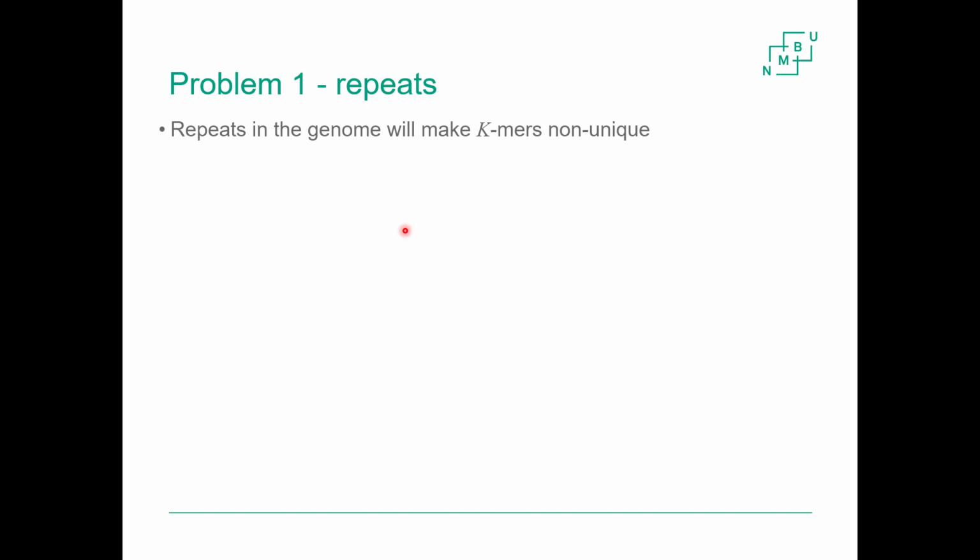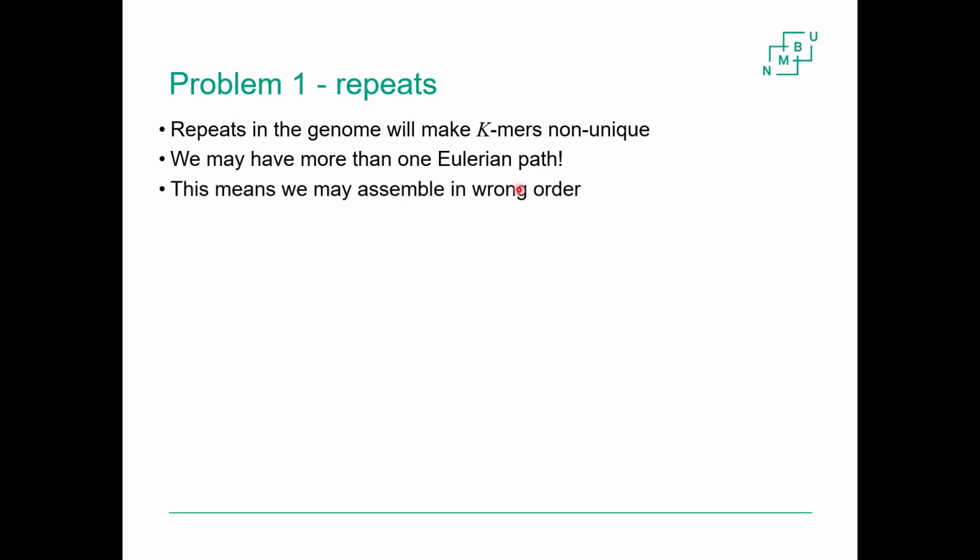The repeat problem, yeah. So the repeats make k-mers non-unique, right? That's the problem. So when you do this in a De Bruijn graph, you will have what we call bubbles, or you get more than one Eulerian path when you try to walk through the graph. Let's have an example here where we assemble in wrong order.